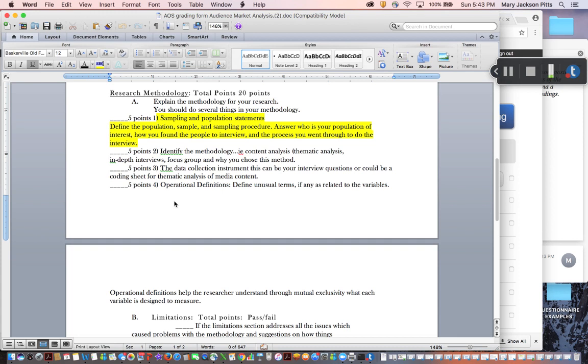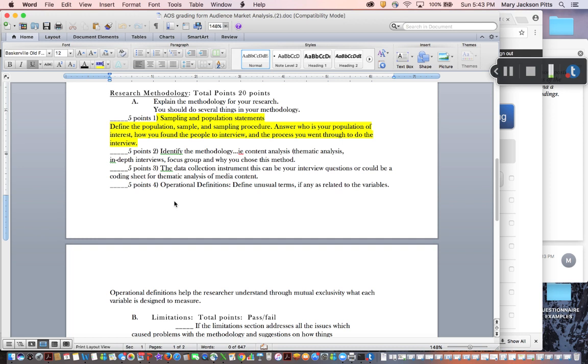So sampling is important, defining your population. You're already kind of doing that a little bit when you do the audience market description. But if you want to get specific to the types of people that you want to interview, and then the sample and sampling procedure that you want to follow. And remember, you can use purposive sampling. There's some examples of the different types of sampling in your textbook, and I think it's really important that you look through those to make sure that you're following that.